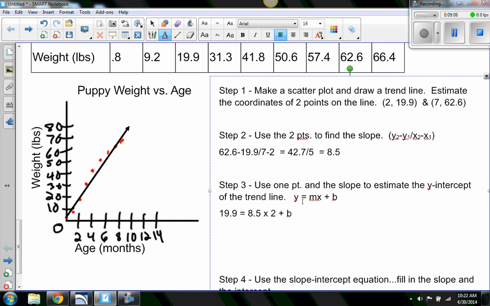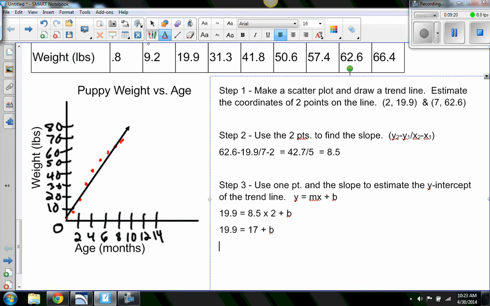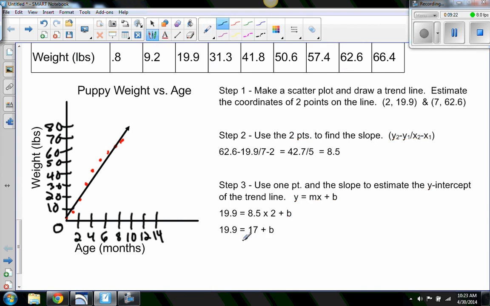So go ahead and solve this. 8.5 times 2 is 17. And then we still have our plus b over there. And then I'm going to subtract the 17, and this is kind of hard to show on typing, so I guess I'll just have to draw it. I'm going to minus 17 from both sides, so that gives me 2.9 for b. So there I found my intercept. My intercept is 2.9.